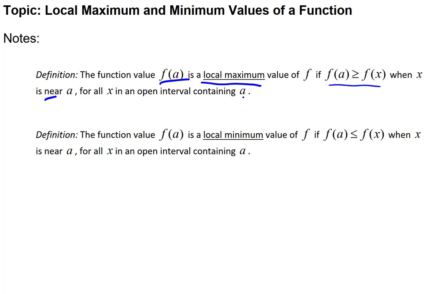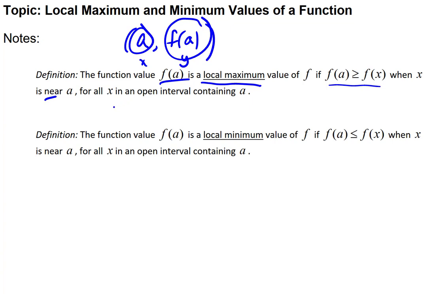First of all, let's recall that using function notation, we could see a point on a graph written as a comma f of a, where a is like the x value and f of a is like the y value. So let's keep this in mind. These definitions tell us that f of a, which is really the y value, is the local maximum, or as we'll see, minimum value. The x value, in other words the a, simply tells you where it occurs.